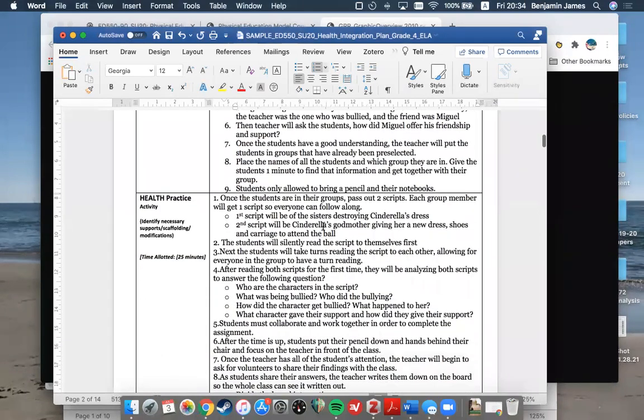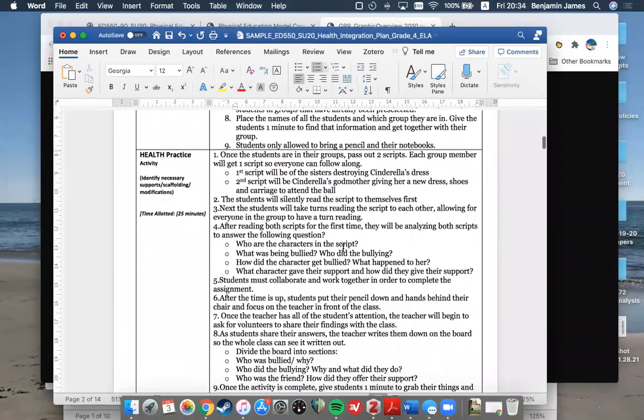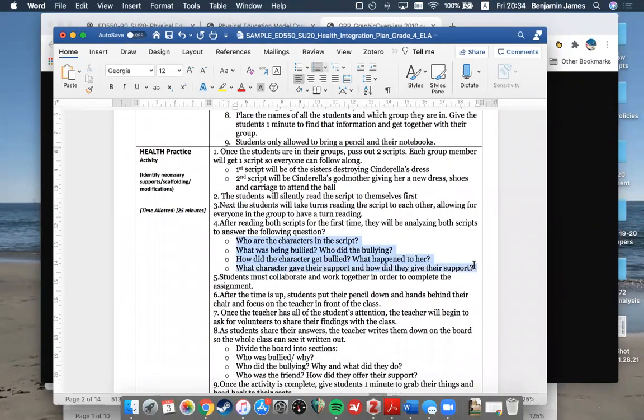In the practice section, students get in groups, they get scripts from Cinderella, right? And then they analyze the scripts, and there's really great guiding questions this teacher has included. They analyze these scenes in Cinderella where someone is being bullied or offered support. And these guiding questions are how they respond in the group.